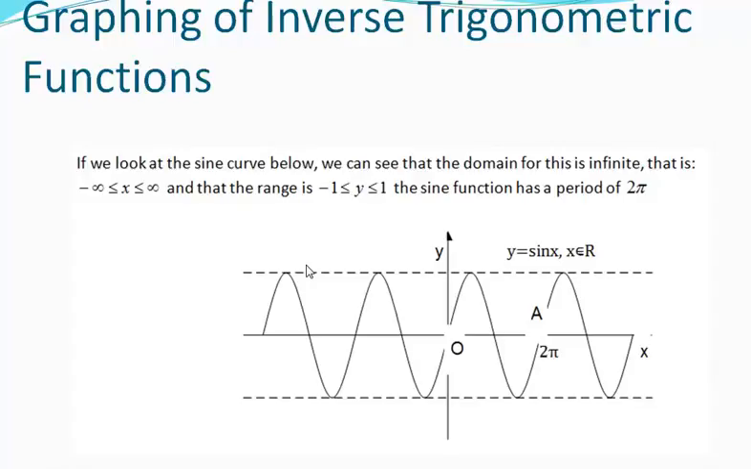Graphing inverse trigonometric functions. If we look at the sine curve below, we can see the domain for this is infinite. So here we continue to negative infinity, here we continue to infinity. And we see our range is between 1 and -1. So our range is restricted here between -1 and 1. We also see our sine curve has a period of 2 pi where it repeats.